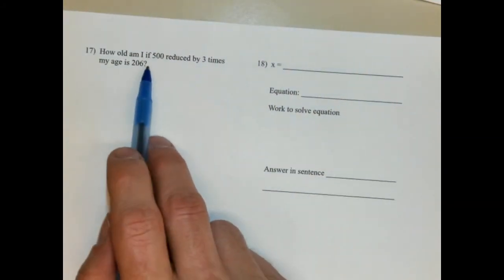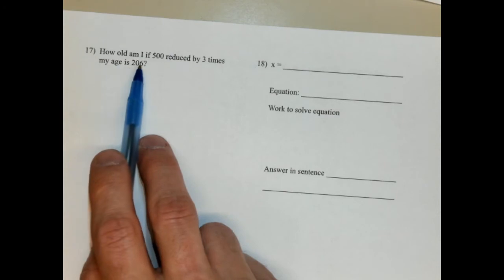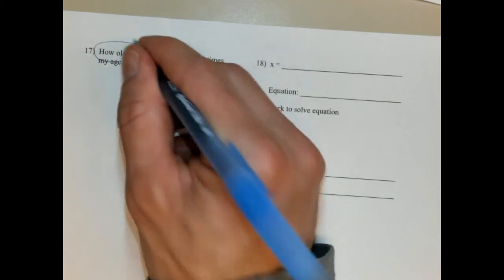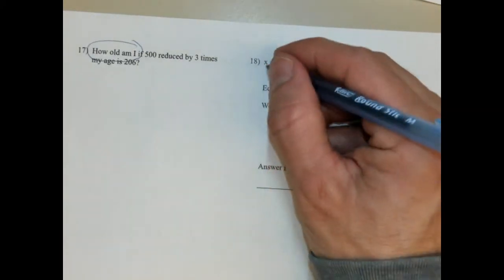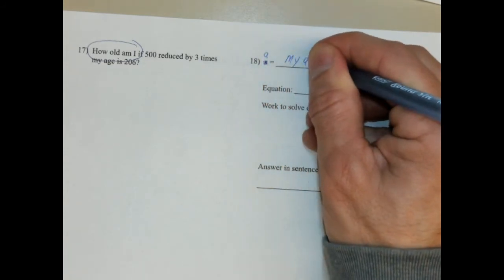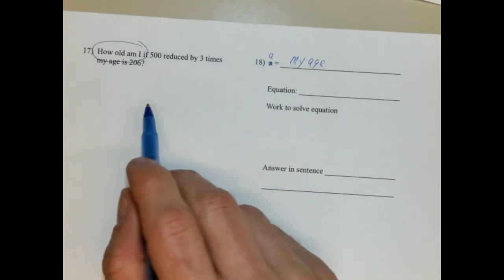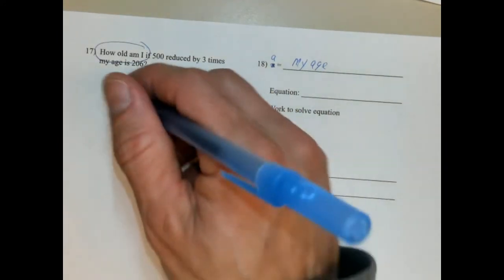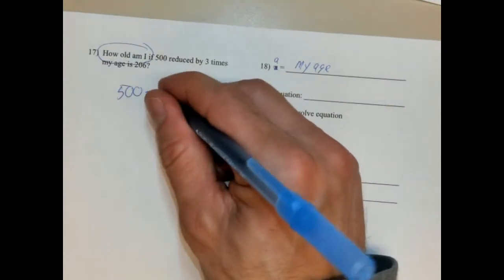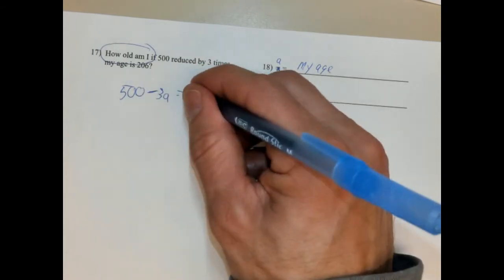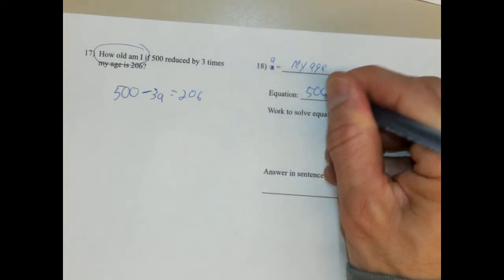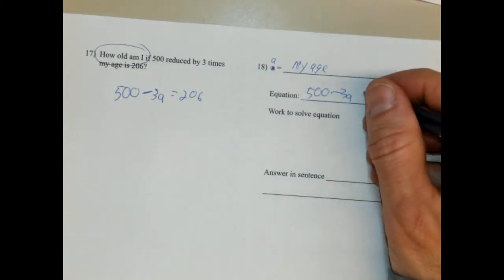How old am I if 500 reduced by 3 times my age is 206? Okay, so we're looking for the age. My age. Well, this isn't going to be true, I hope. 500 reduced by 3 times my age. Okay, so 500 reduced is subtraction, 3 times my age. So 3a, and that equals 206. Okay, so I'll put this over here. 500 minus 3a equals 206.